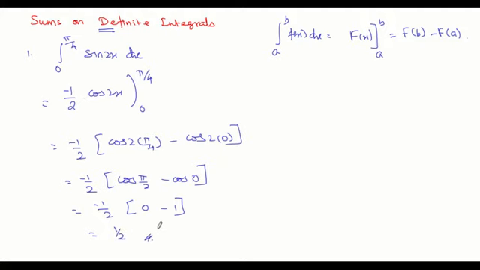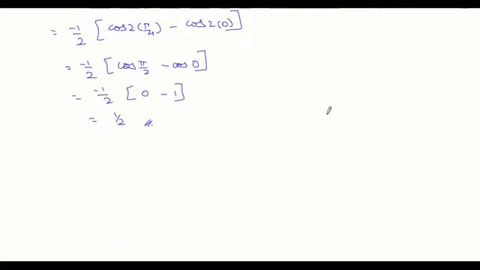That's all, children. See how easily we are producing the answer with this rule only. I will do one more sum on this: the integral from 2 to 3 of dx by x square minus 1.